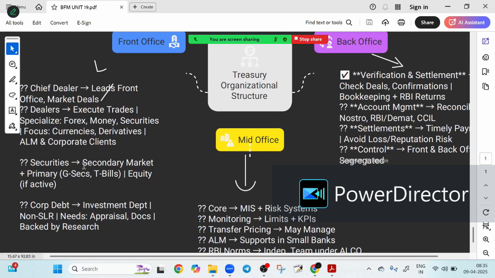Dealers are executing trades in Forex market, derivatives, and securities, and they also manage the secondary market for securities like government security and treasury bill.